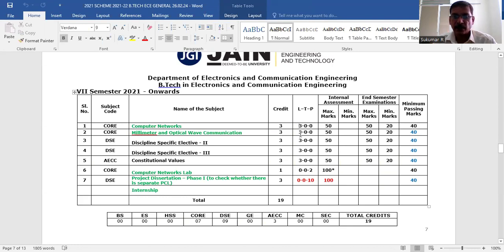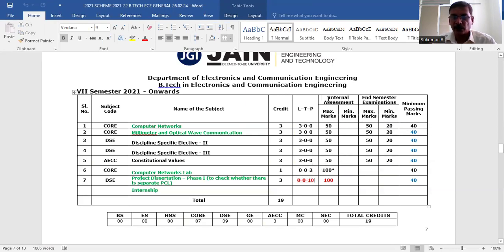So the second one is the millimeter and optic wave communication. That is also a theory course. So naturally, we have 3 hours per week. Then the two department specific electives, both 3 credits, 3 hours per week. Then the constitutional values also 3 hours per week. Then you have the computer networks lab, which is coming under the practical column. You can see here, which is 2 hours per week. Then you have the project phase one, which is 10 hours per week.